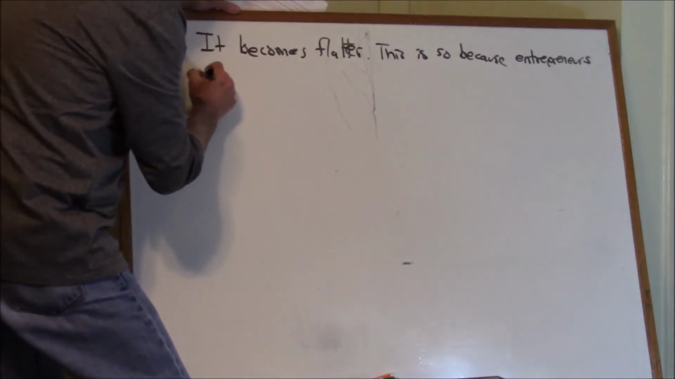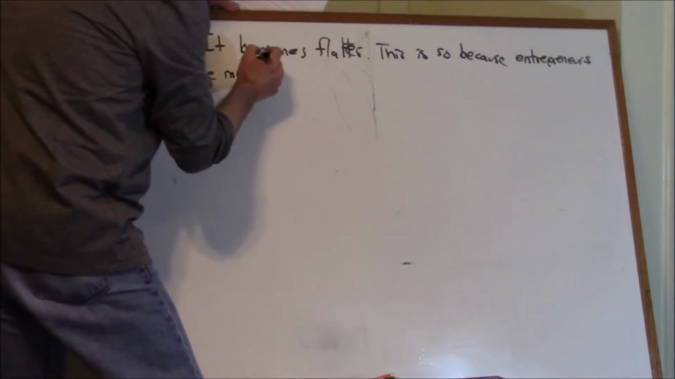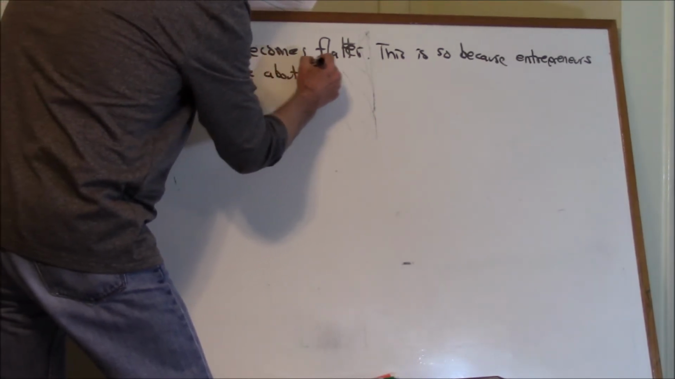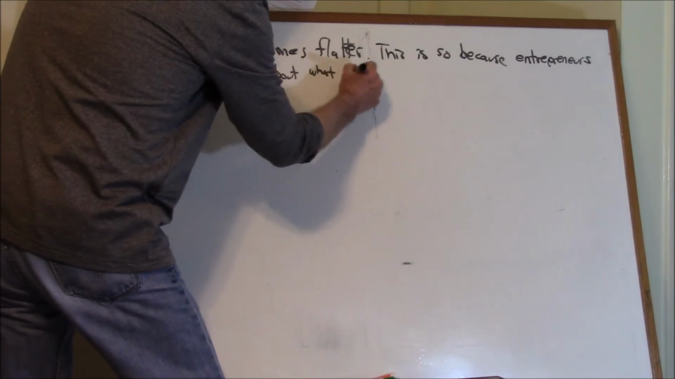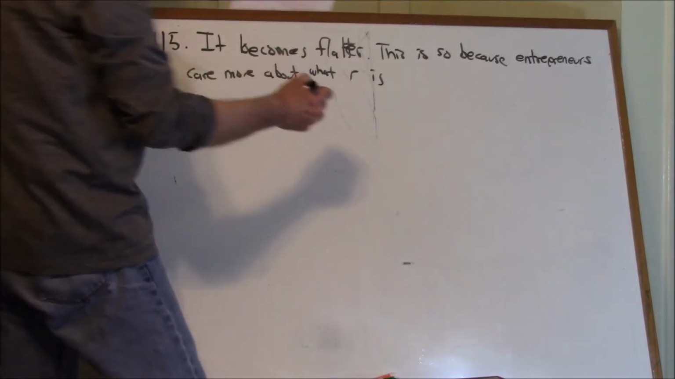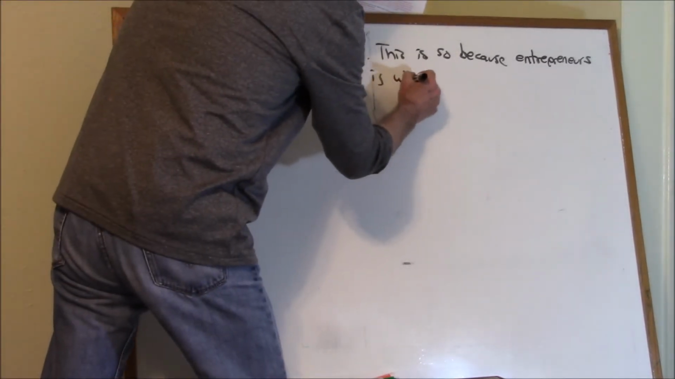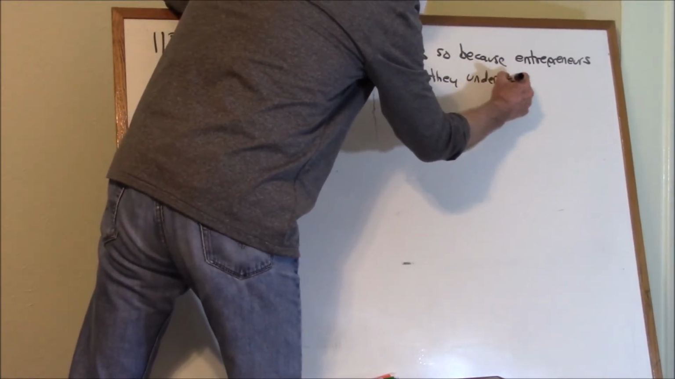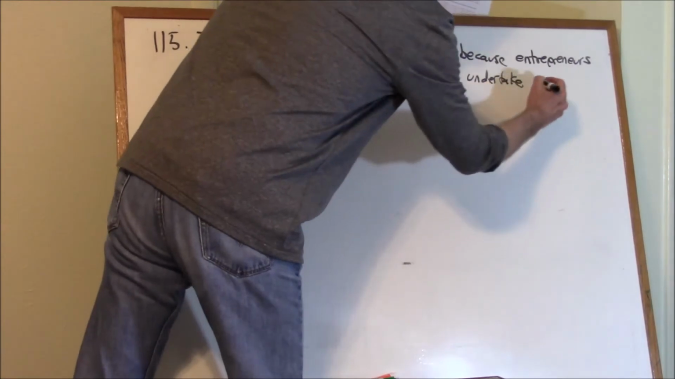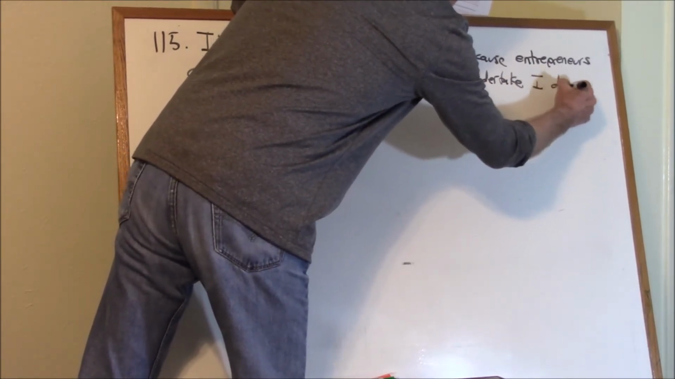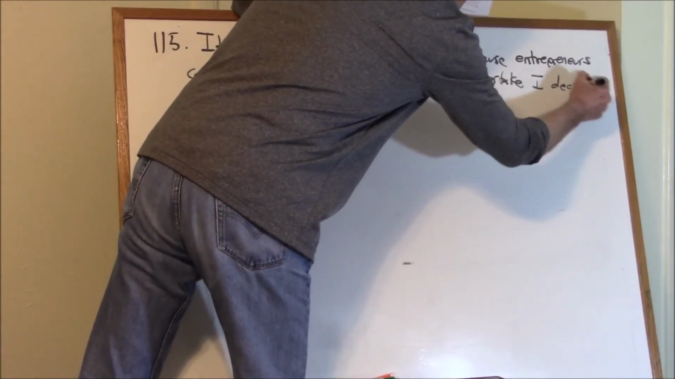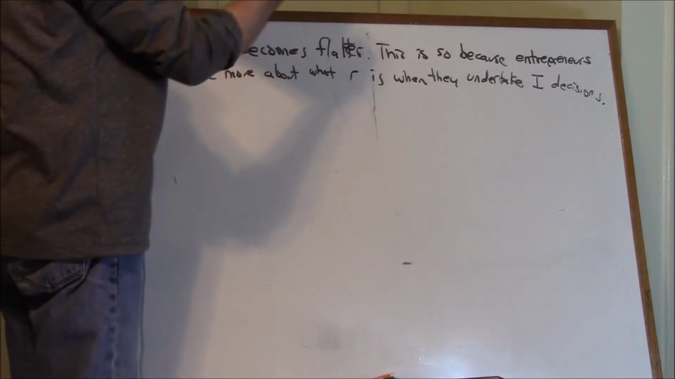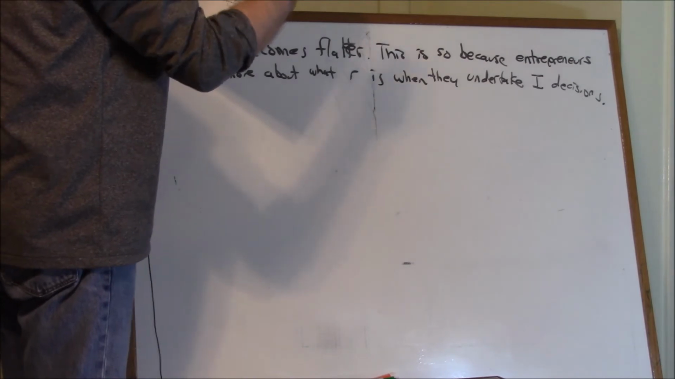Care more about what R is, or you can write the interest rate. R is when they undertake I decisions. Not done yet. One more sentence. Or investment decisions. You can write investment if you want to. You can write I. Right? Investment decisions.